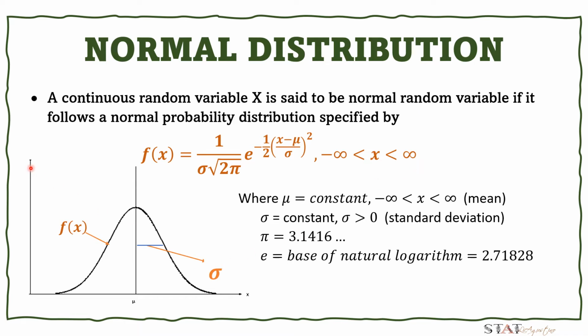So this is what the normal distribution looks like, where mu is a constant and the mean, and x is between negative infinity to positive infinity, and also the standard deviation is a constant, where sigma is greater than 0, and pi is 3.1416, and e is the base of the natural logarithm, 2.71828.